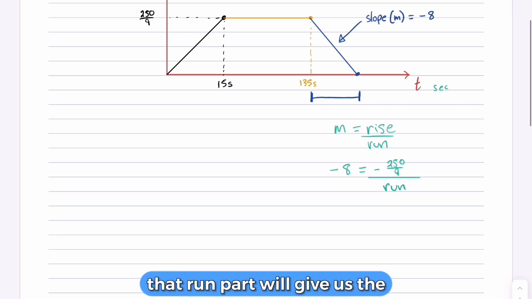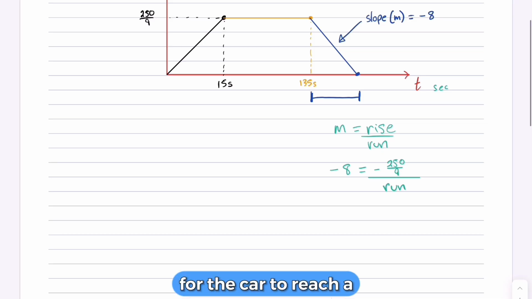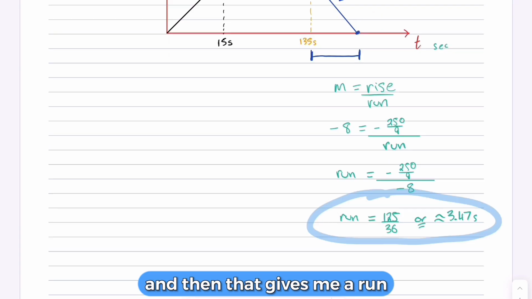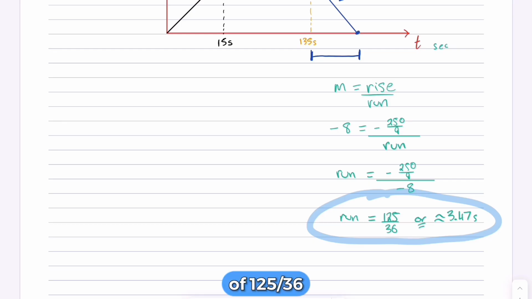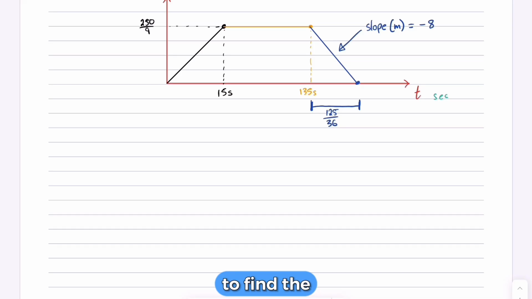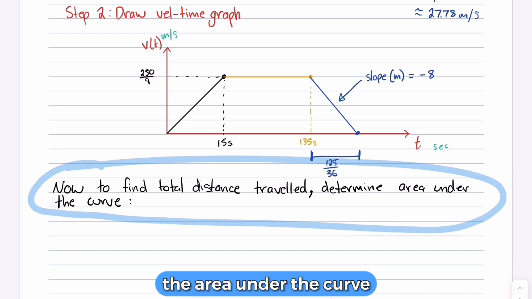That run part will give us the amount of time it takes for the car to reach a velocity of 0. Rearranging that, it gets a bit messy with fractions, but rearranging, that's what I get. And then that gives me a run of approximately 3.47 seconds, which I've chosen to leave as an exact value of 125 over 36. Now we have everything we need to find the area under the curve, which is what we want because the area under the curve represents the total distance traveled in this entire journey.